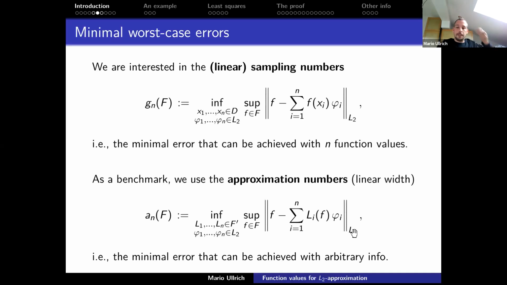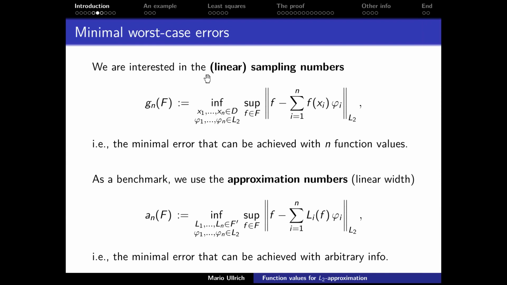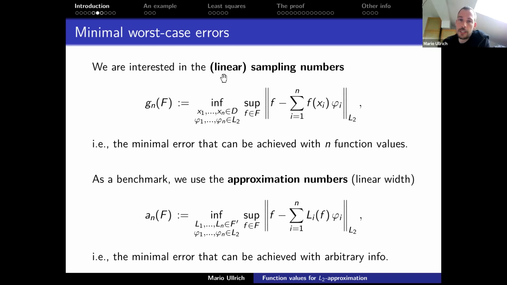Okay, and since we don't want to consider one specific algorithm, we are more on the theoretical side of the world. We want to take the best algorithm given some information. Right? So, and these are the quantities I want to compare here. First is the sampling numbers, or to be precise, the linear sampling numbers. It's the minimal worst case error that can be achieved with n function values. You see, the information is given by function values. I'm taking the infimum for the worst case error, and then I take the infimum over all sampling points and over all reconstruction functions here.